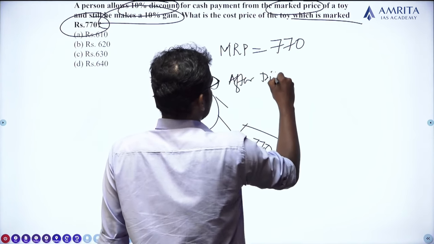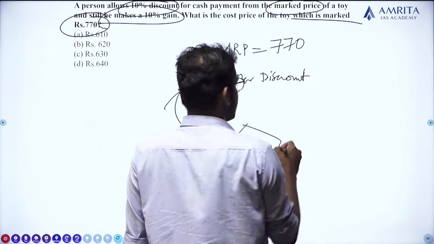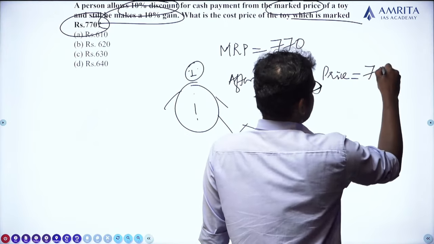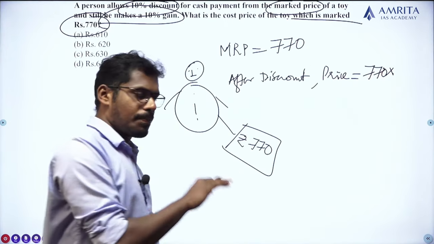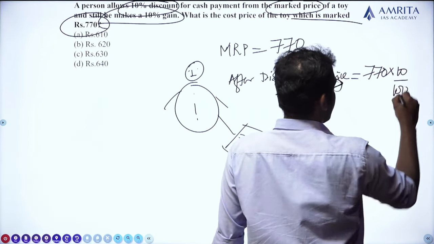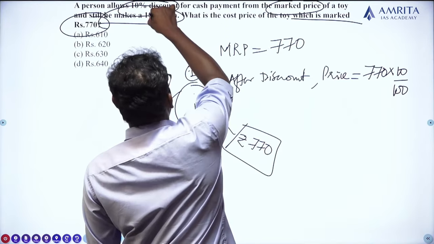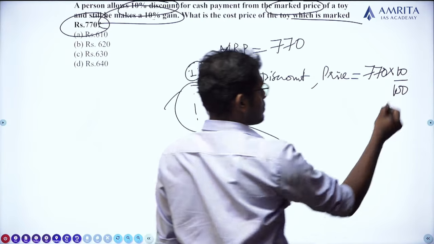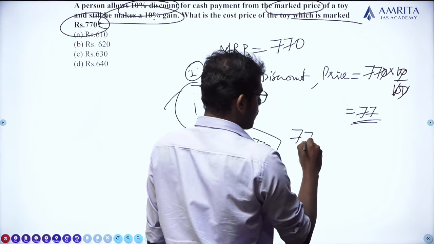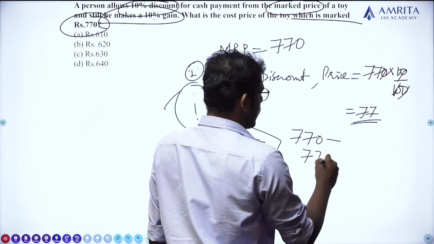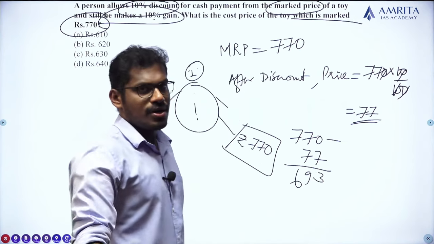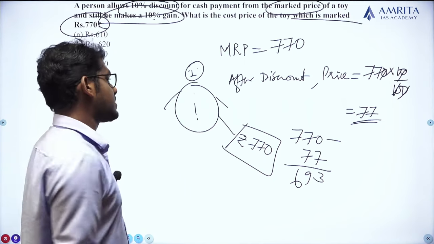So after discount, price will be, the discount will be given on the price attached on the tag. 770 into 10 by 100, because he is willing to provide a discount of 10%. So the zeros cancel each other. So the discount amount is 77. So it has to be subtracted from the displayed price. So it is 693. So the actual selling price here is 693. Okay, fine.